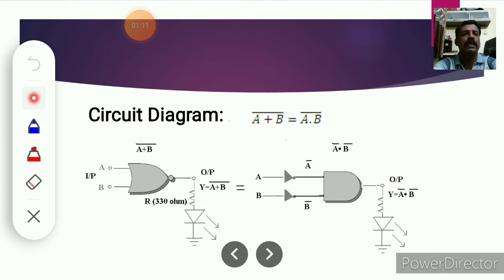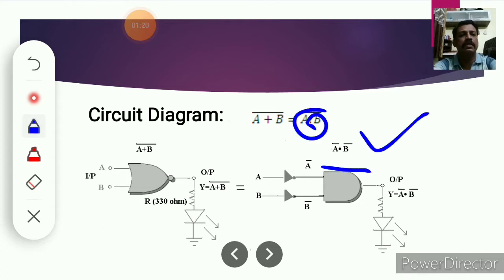So this is the circuit diagram for De Morgan's theorem. This is your simple NOR gate. The inputs are A and B, and at the output you will get (A + B) complement. And here two NOT gates are there at the input, and their outputs are connected to an AND gate, and therefore here you will get A complement dot B complement.